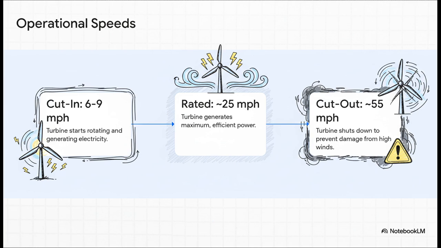Well, it's all about safety and operating limits. Every turbine has what's called a cut-in speed. That's the wind speed where it starts spinning and making power. Then there's the rated speed, where it's making the most power efficiently. But, and this is the crucial part, it also has a cut-out speed. If the wind starts blowing too hard, say around 55 miles per hour, the turbine is programmed to shut itself down. It's a safety measure to stop it from literally tearing itself apart.